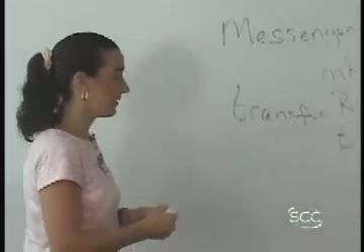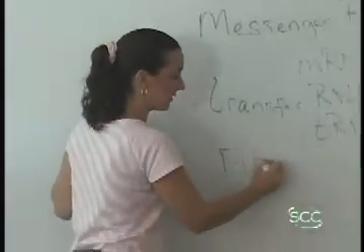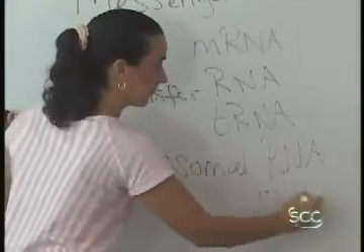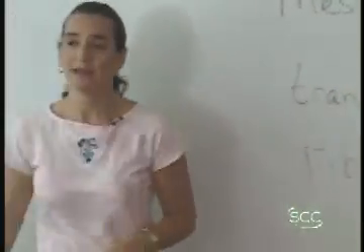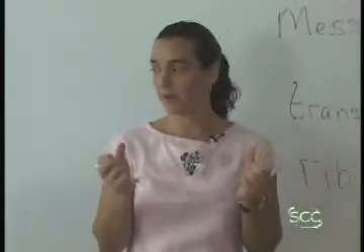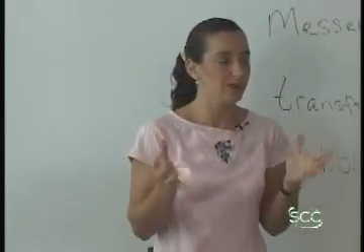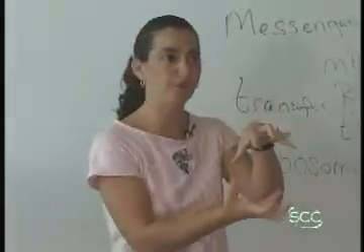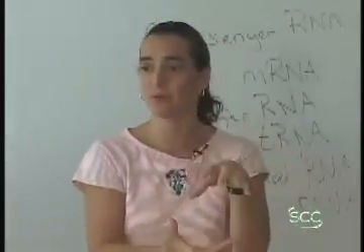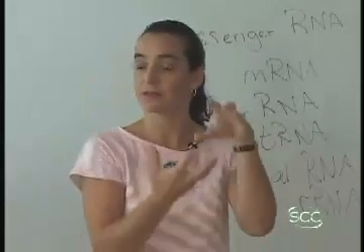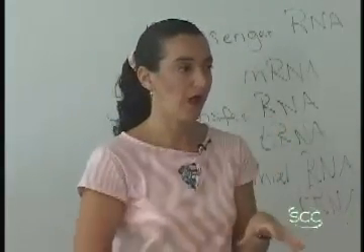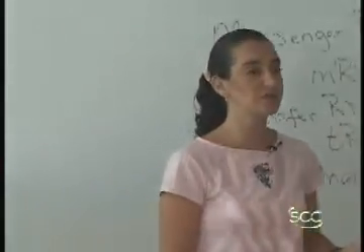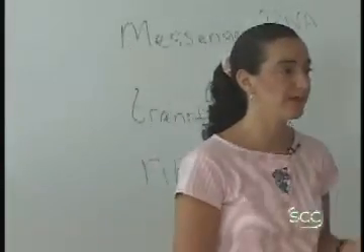And then the third type of RNA that we're going to talk about is ribosomal RNA, or rRNA. What ribosomal RNA does is it takes this messenger RNA and this transfer RNA, and it's basically the building unit to assemble these proteins. Imagine it as the factory to assemble these proteins. And so these are the three main types of RNA that we're going to see through this process of protein synthesis: mRNA, tRNA, and rRNA.